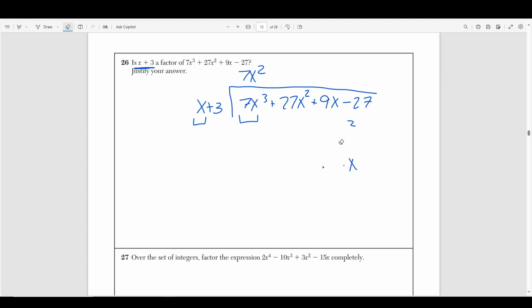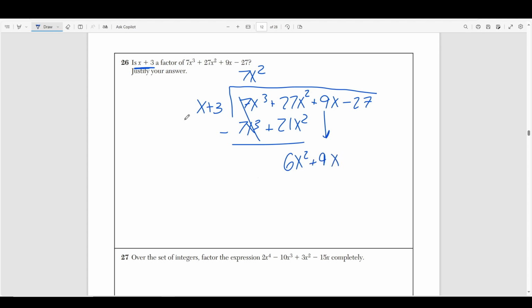Now that you have that, just like regular long division, you're going to multiply x by 7x squared. Obviously, you're going to get 7x cubed, and then you're going to multiply 7x squared by 3, right? So plus 3 times 7x squared, which is going to be 21x squared, and then just regularly subtract. So these two are going to cancel out. 27x squared minus 21x squared is going to be 6x squared. You're going to carry down the 9x.